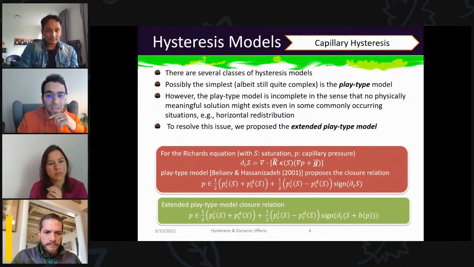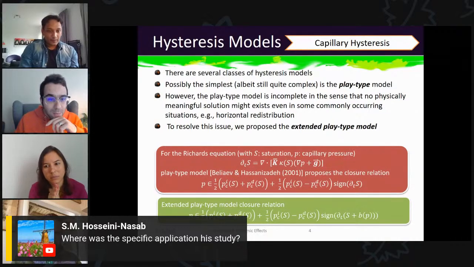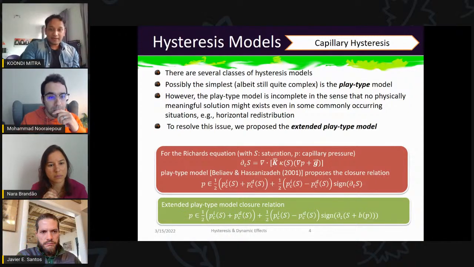Perfect. The next one is by Hosseini Nassar. Where was the specific application in this study?